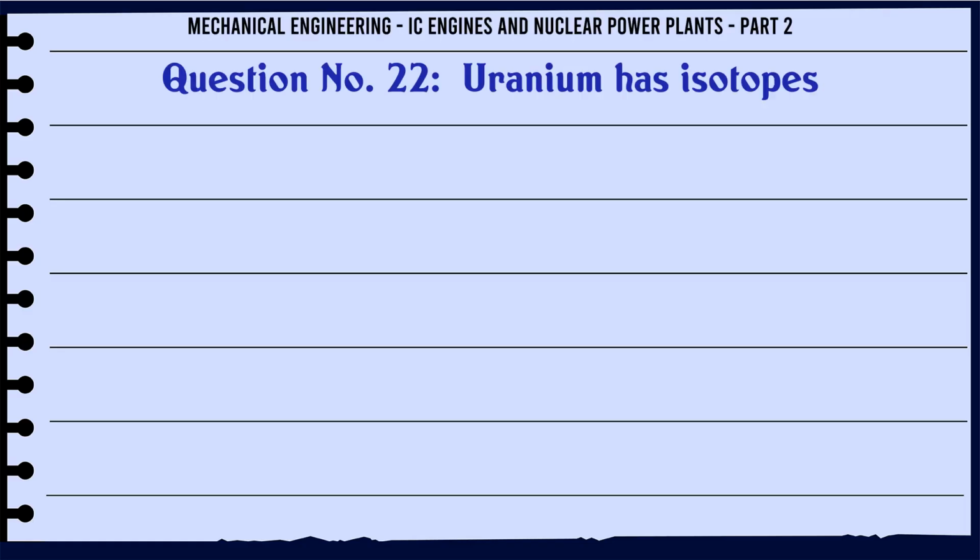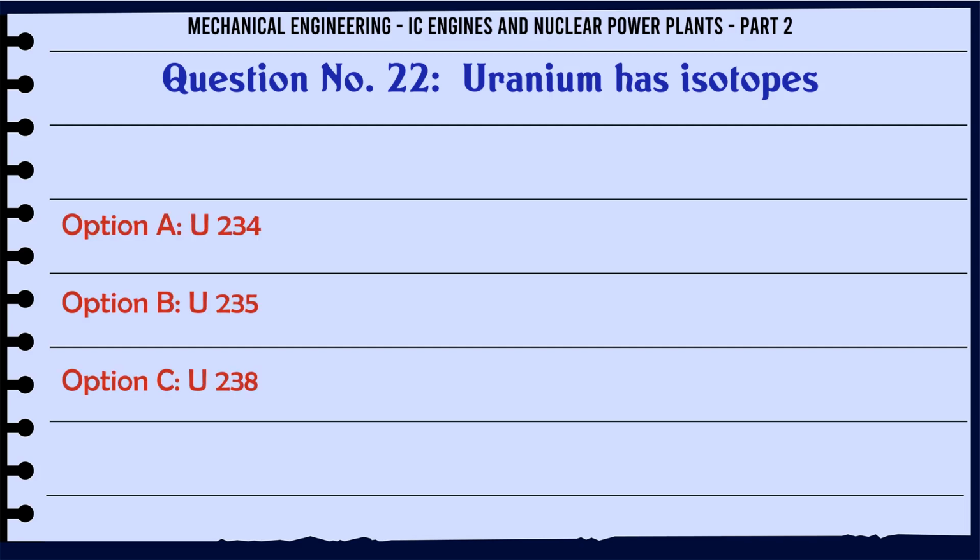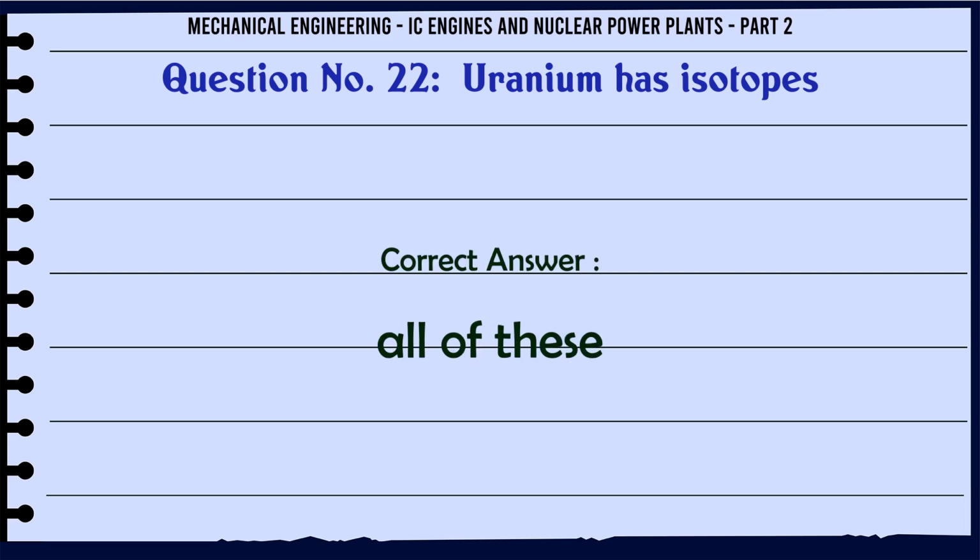Uranium has isotopes. A. U-234. B. U-235. C. U-238. D. All of these. The correct answer is all of these.